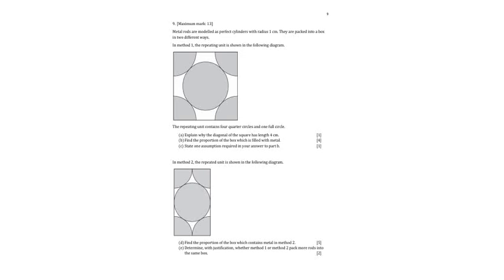In problem number 10, there are two models here. Metal rods are modeled as perfect cylinders with radius 1 centimeter. They are packed into a box in two different ways. In method 1, a repeating unit is shown in the following diagram. The repetition unit contains 4 quarter circles and 1 full circle. Explain why the diagonal of the square has a length which is equal to 4 cm.